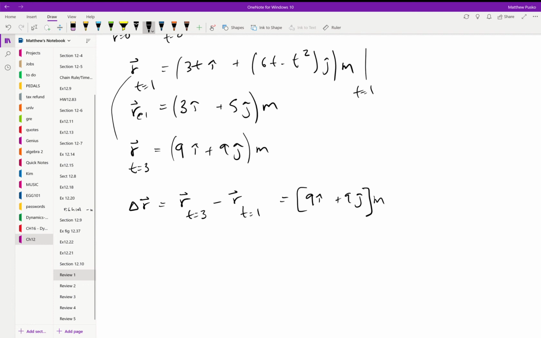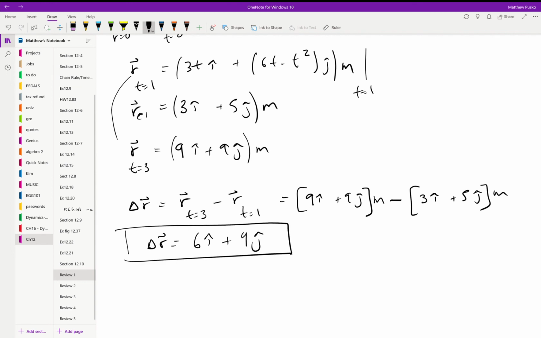It's in meters, and then we subtract the vector at 1 second, which is 3i plus 5j. And just add like components, and we get delta r as 6i plus 4j.